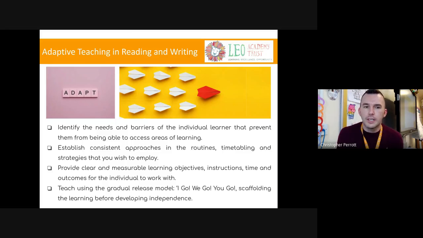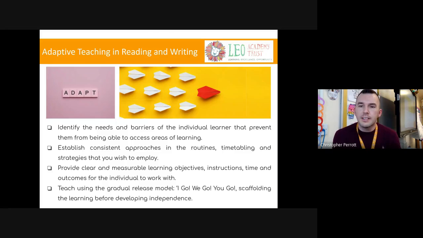Provide clear and measurable learning objectives, instructions, and time and outcomes for the individual to work with as well. Those learning objectives are key. Simple, straight to the point, with clear instructions, taking out the waffle and giving the children the appropriate amount of time. Now, when we talk about time, sometimes it can be short bursts of activities.